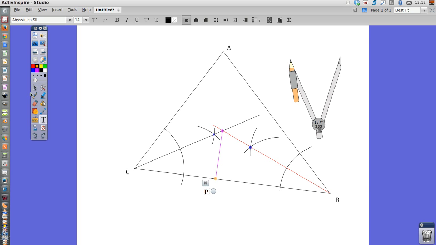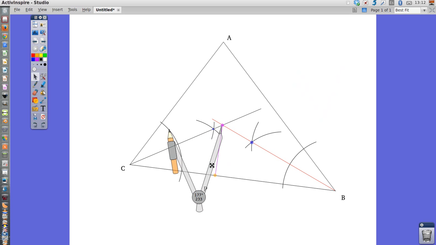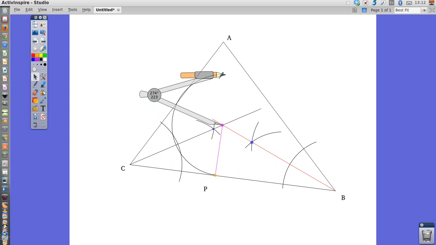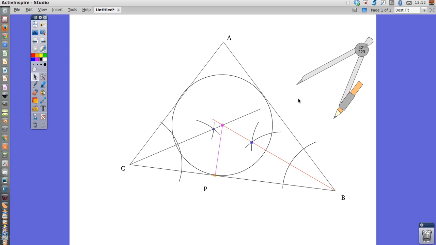And now I'm going to round up everything, pointing my compass on the incenter, taking the radius, and that's why I was trying to determine this point, till this point, and draw the circle, which is tangent to all the sides of the triangle, and as a consequence is the incircle I was looking for.